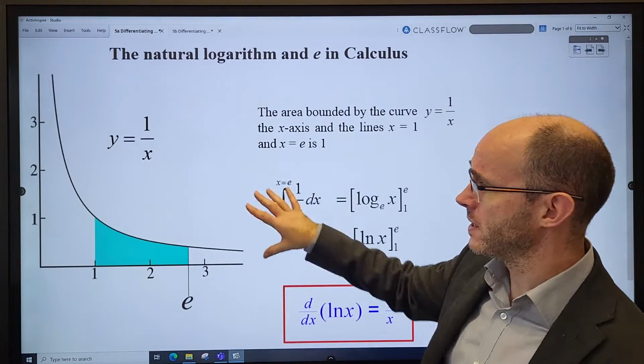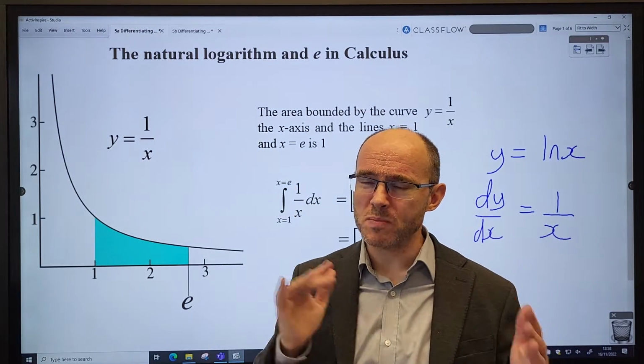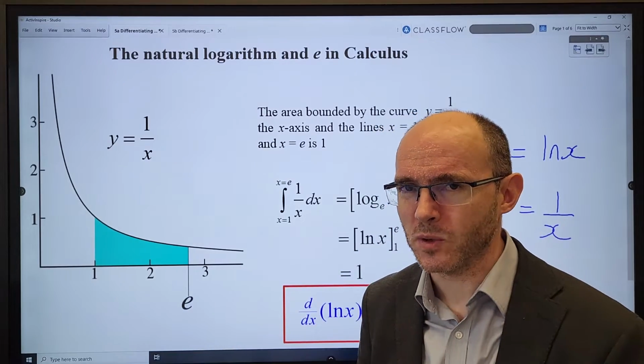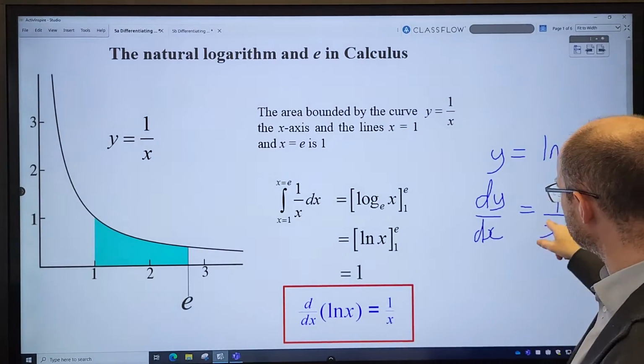So what's this doing here? It's kind of an explanation as to why that works. Not a proof for you, I'm afraid. Look it up somewhere else if you want. I just want to demonstrate to you why it is 1 over x.